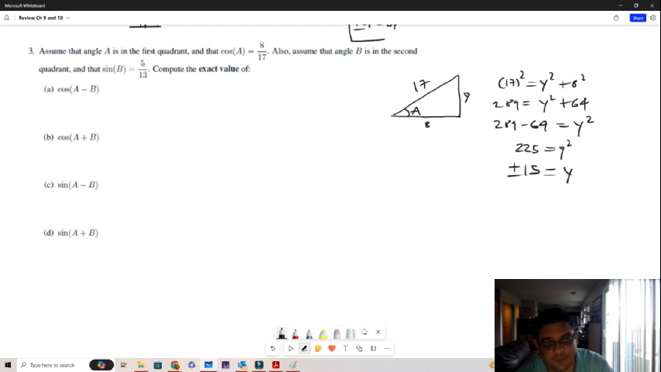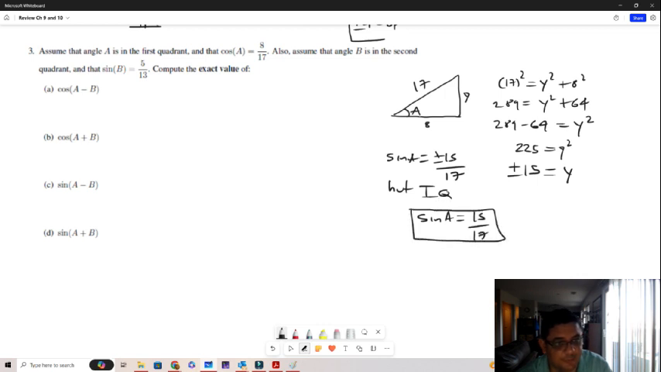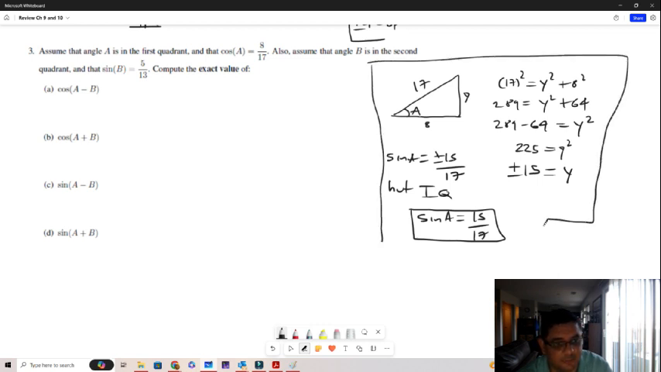This will give me enough information to find the sine. So sine of A is opposite, which is plus or minus 15, over hypotenuse, which is 17. But this is in the first quadrant. And in the first quadrant, remember, both x and y are positive, so sine of alpha has to be positive. And so sine of alpha becomes 15 over 17. And so that gives me the information on A.